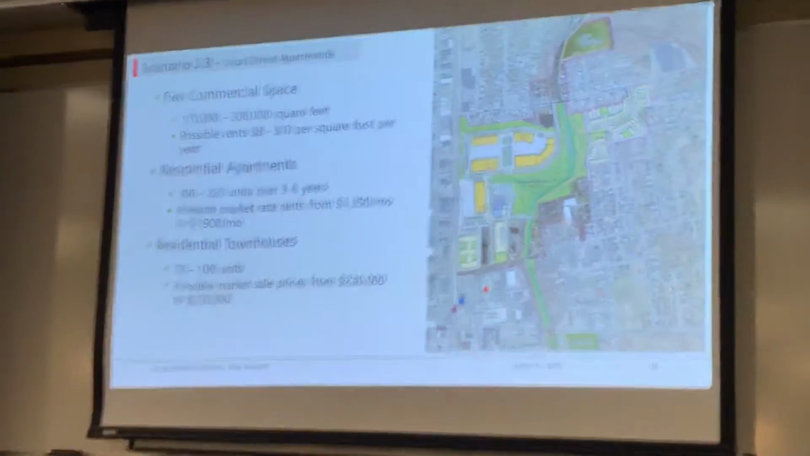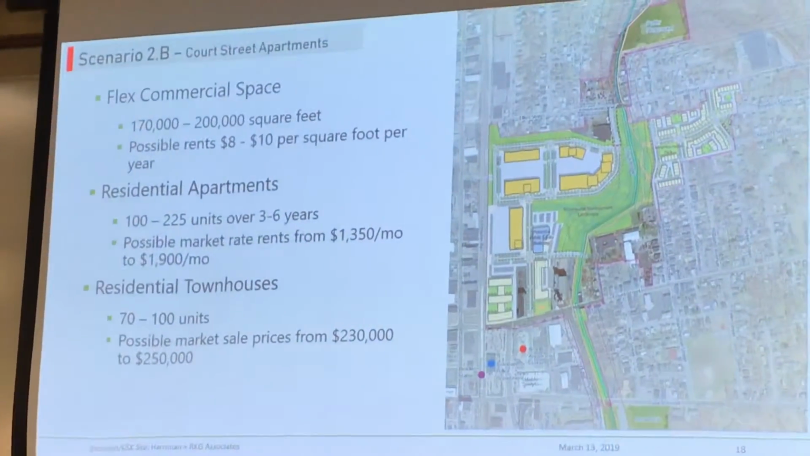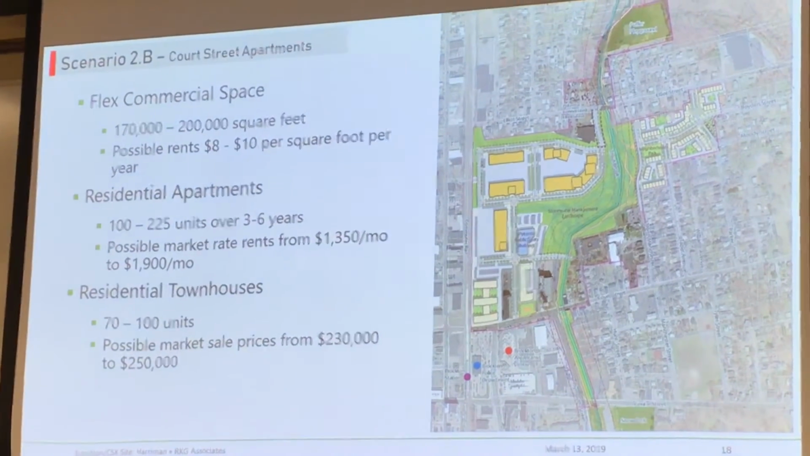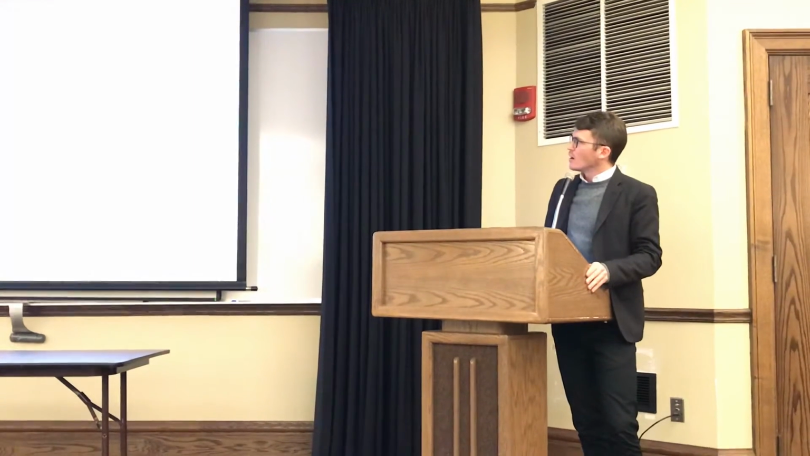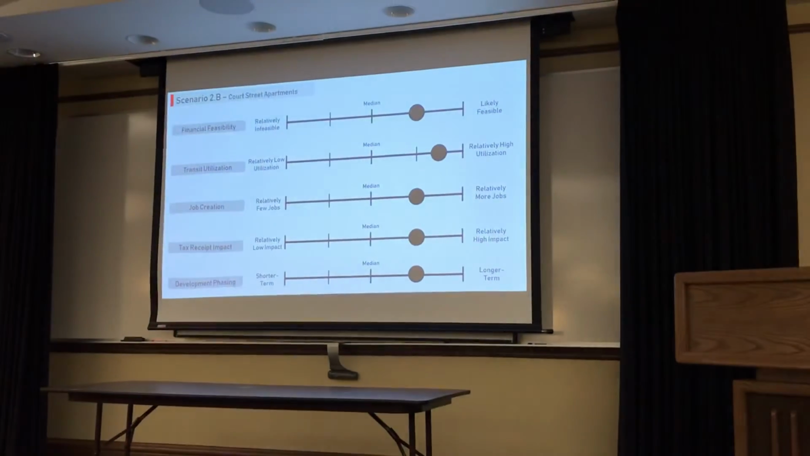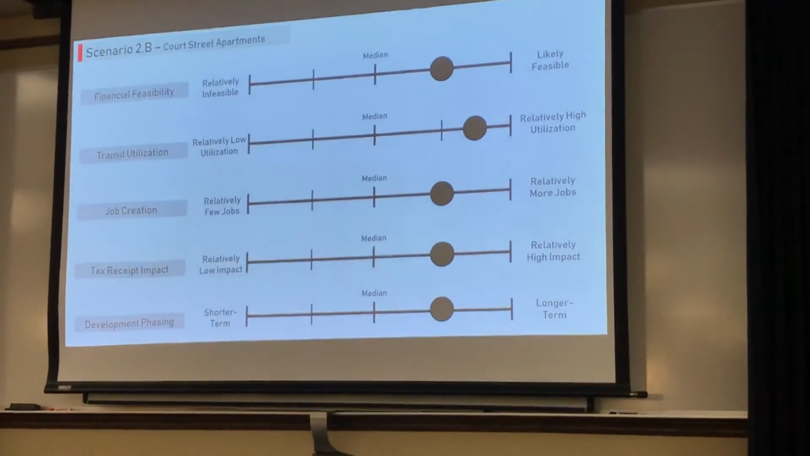No, go ahead. Okay, so Emily mentioned the difference here between 2A and 2B, and again, welcome to come look in detail at the images afterwards. This is just a pivot of one of the spaces on the Court Street side of the property to residential apartments. So no changes in the pricing assumptions here, but you're just adding a little bit of housing density on the project. So a little more transit utilization, a little longer term development phasing.